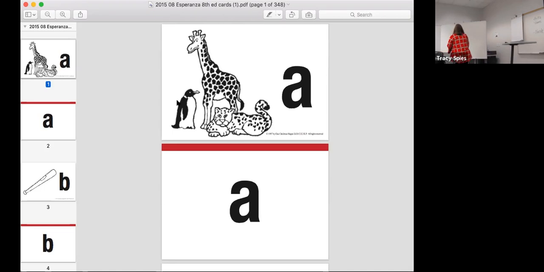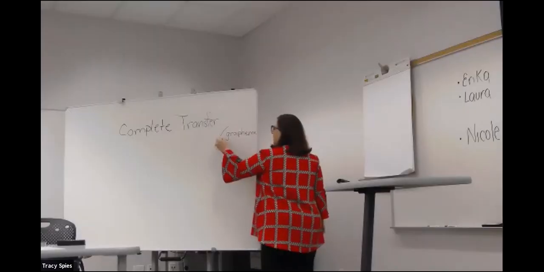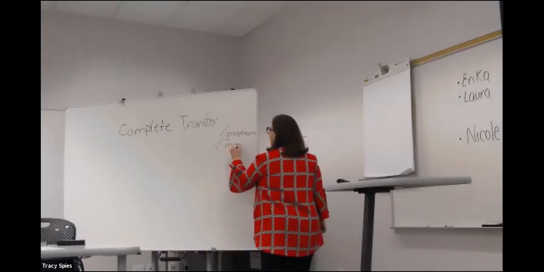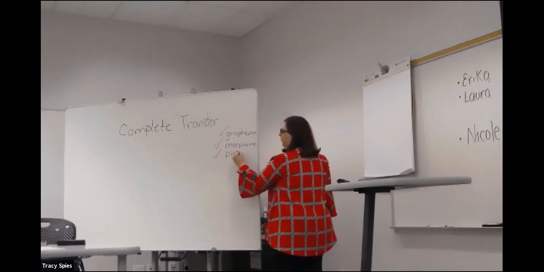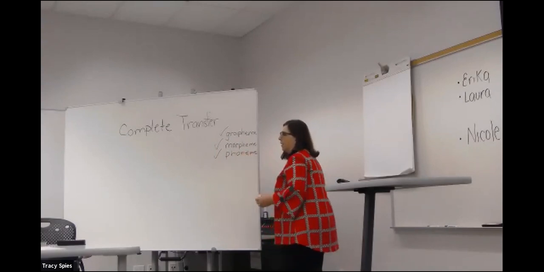So for something to be a complete transfer, the way we can make a connection across the languages is that it has the same grapheme. So that grapheme is that written symbol, right? And it has the same morpheme, like a word, word part. And it has the same phoneme, the sound, all right?